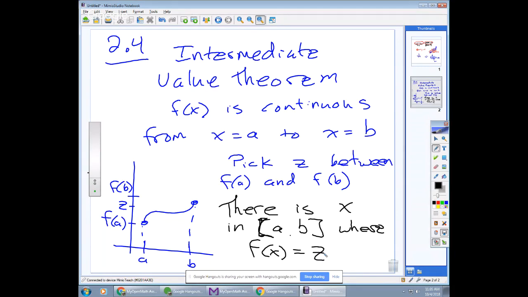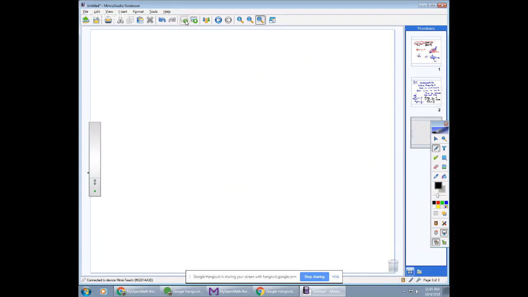Seems kind of obvious, right? But it turns out it's an important, powerful thing. And you've actually used it before in other math classes. Yes, you actually have. You played around in a previous math class with zeros of polynomials.